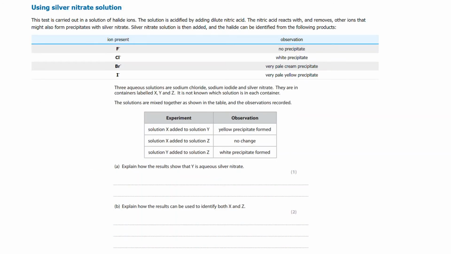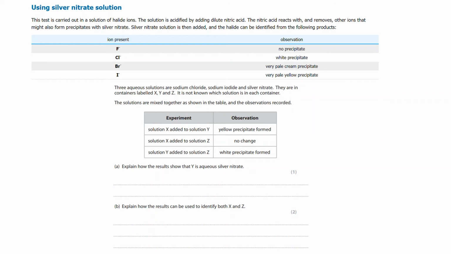Let's have a look at this question. Let me just read this out. The test using silver nitrate solution is carried out in a solution of halide ions. The solution is acidified by adding dilute nitric acid. The nitric acid reacts with and removes other ions that might also form precipitates with silver nitrate. Silver nitrate solution is then added and the halide can be identified from the following products. Once you've added the silver nitrate, if you have no precipitate, that could be fluoride. If it's a white precipitate, it would be chloride. If it's a pale cream precipitate, it is bromide.